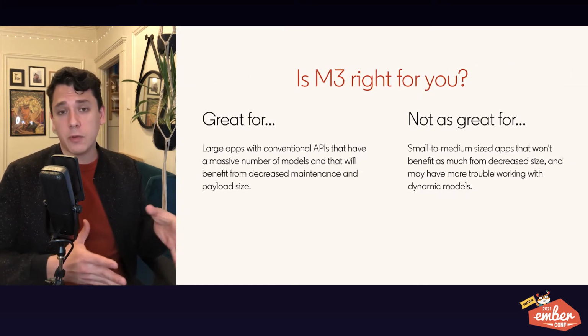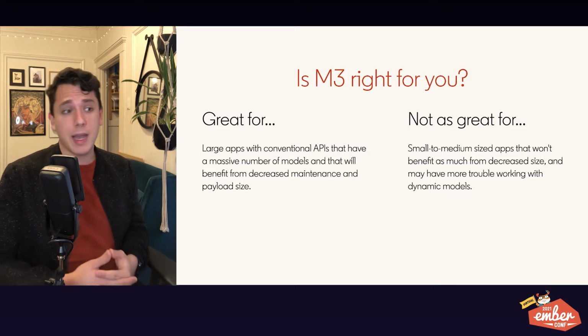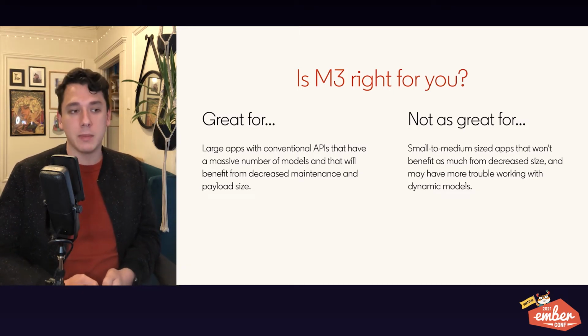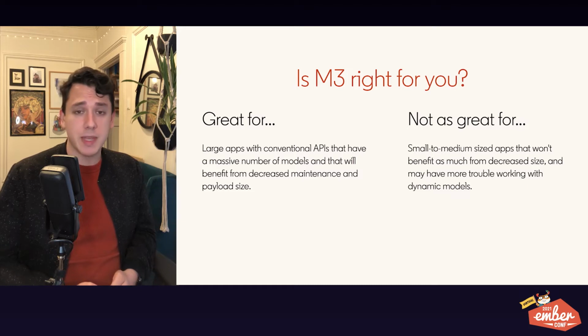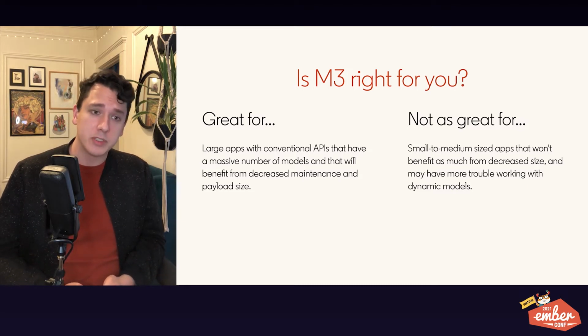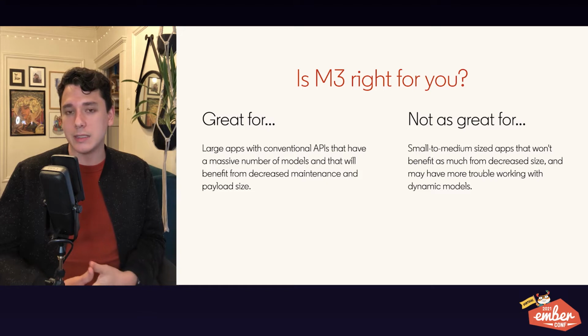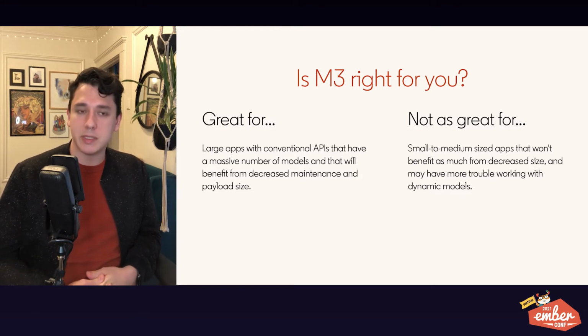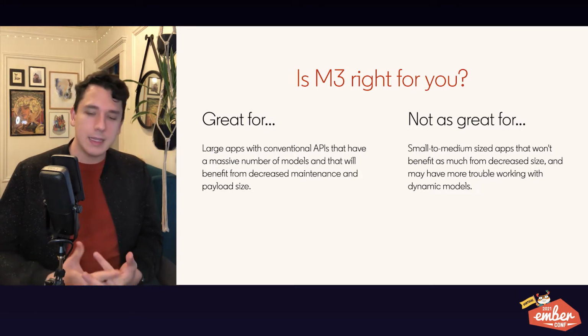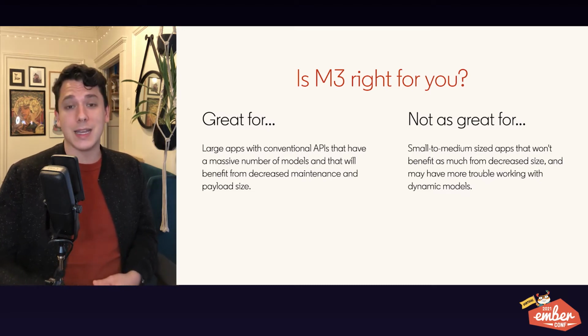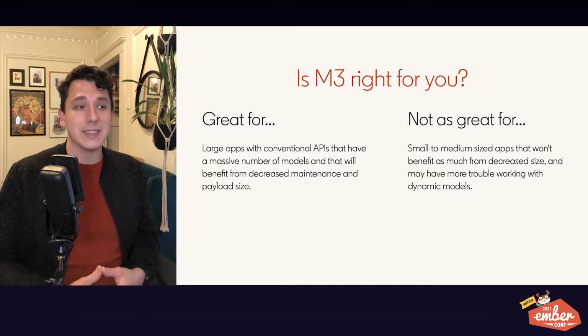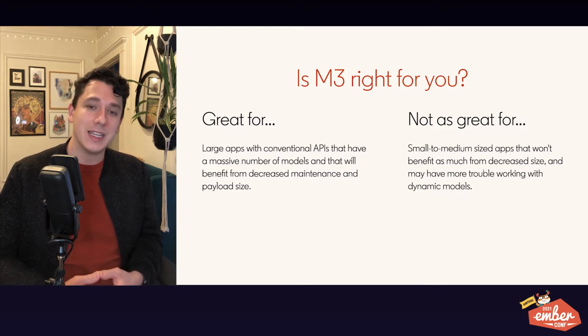So M3 is really great for large apps that have conventional APIs and will definitely benefit from the decreased maintenance and payload size. But it's not as great for small to medium-sized apps that won't benefit as much from that decreased size and may have more trouble with the dynamic models and the sync relationships and so on. That said, I can guarantee you that the personal projects that I've been working on aren't the size of LinkedIn, and the whole premise of this talk is that Firebase plus M3 is absolutely an amazing combination.